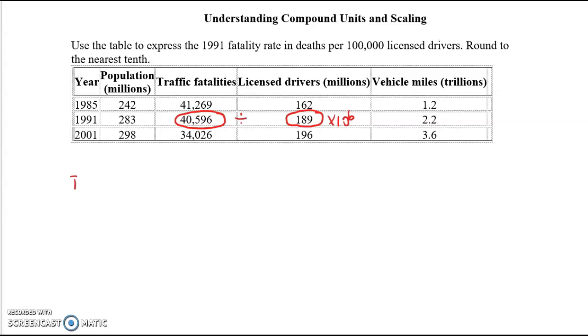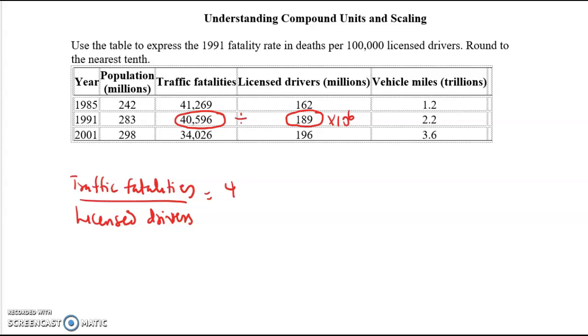So to do this, I'm going to write out everything. Traffic fatalities divided by licensed drivers. We have 4596 divided by 189 times 10 to the 6. I'm going to keep my 189 times 10 to the 6 in a parenthesis so that when I divide these two numbers, I'll have the exact value that I'm looking for. You want to write out the exact value you have after dividing these two numbers. You don't want to round in between your calculation.